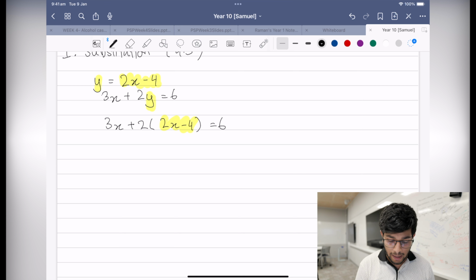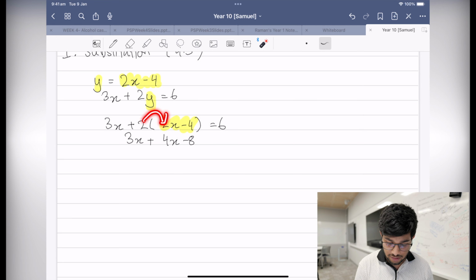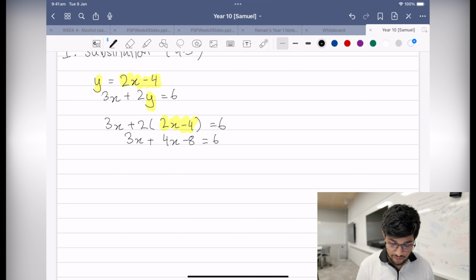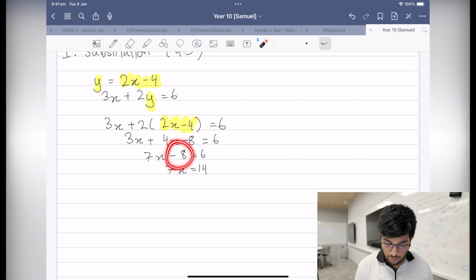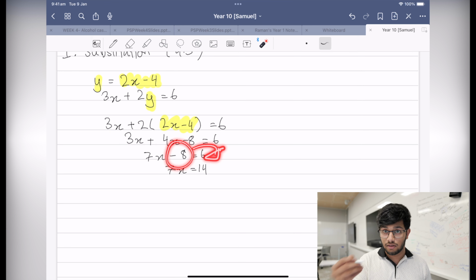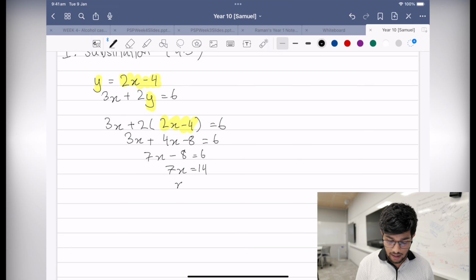And then we can just expand it out, saying 3x plus 4x minus 8, so here I'm just expanding the brackets, equals 6. And then we can simplify it. 7x minus 8 would equal 6. 7x would equal 14. Hopefully you can tell that I'm simplifying to get 7x, then moving minus 8 to the other side to get 14. x would equal 2.